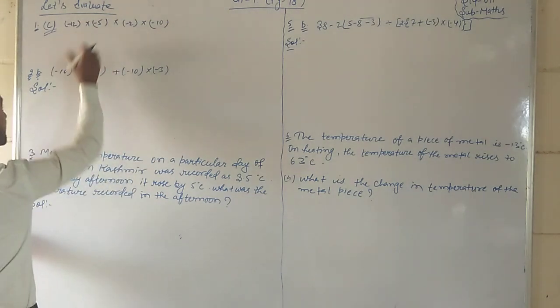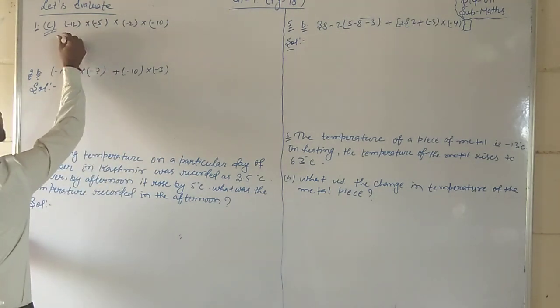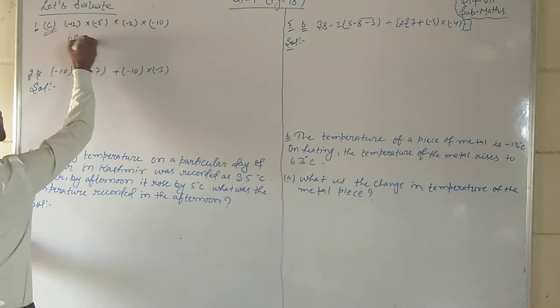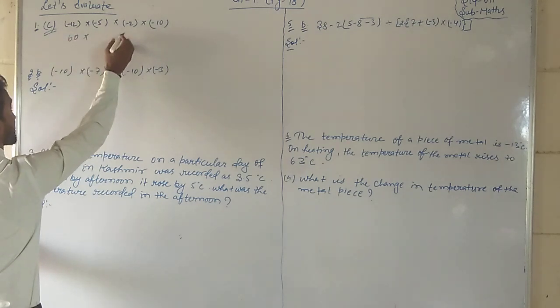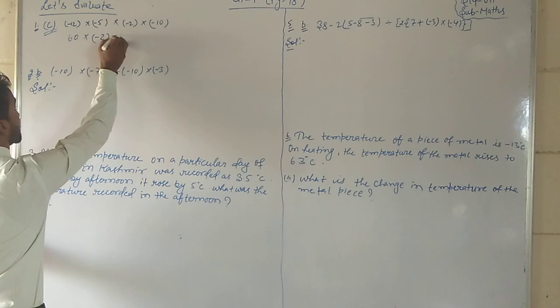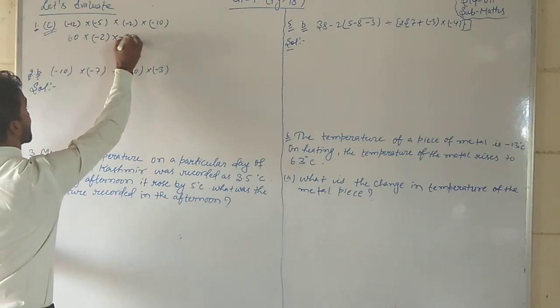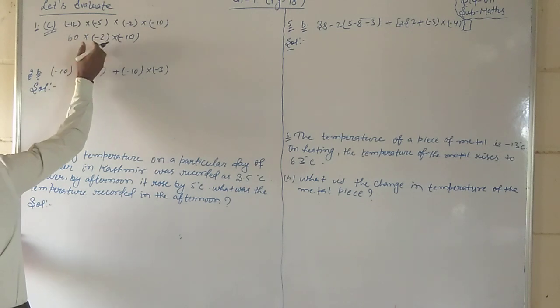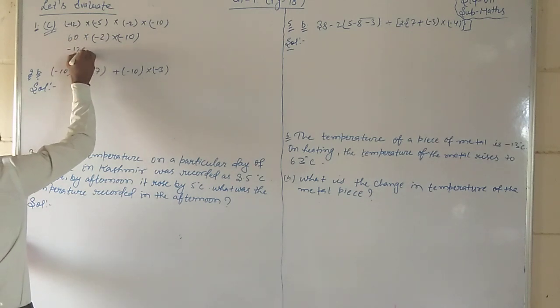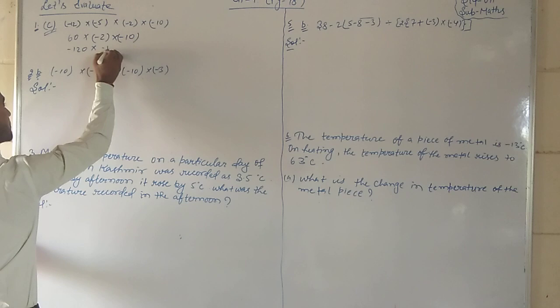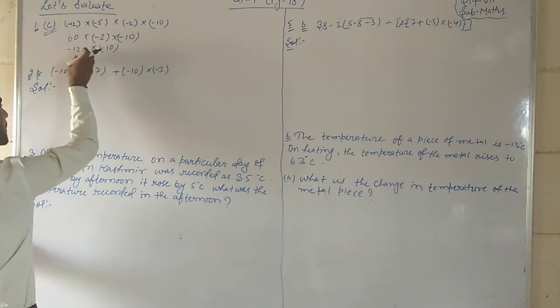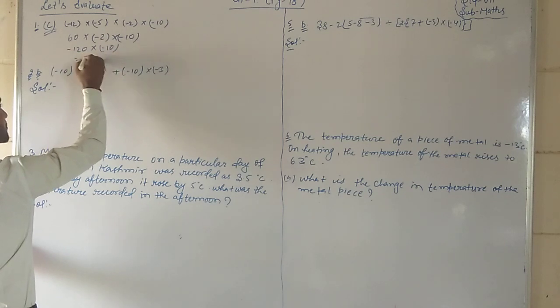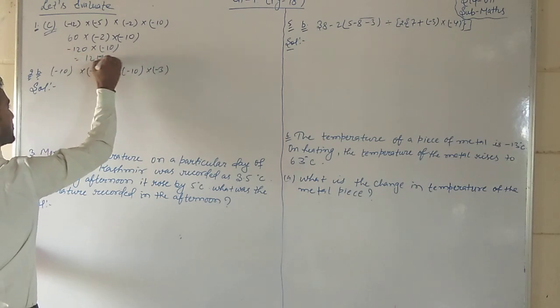Minus 12 multiplied by minus 5. What will be minus times minus? Plus. So 12 times 5 is 60. Multiply by minus 2 into minus 10. So minus times minus gives plus, 60 into minus 2. What will it be? Minus 120 into minus 10. Students, as you know, minus times minus is plus. So 12 into 1 is 12, then 1 0 and 0 0. It will be your answer.